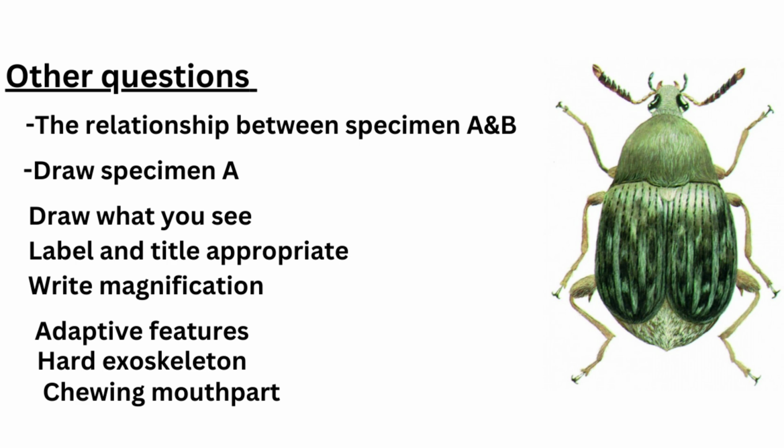Label and title appropriately. Don't forget to write your magnification. That's very important. So you put your labels, your title, and your magnification just by the right side, below your diagram. These three things are more important than your diagram. Please don't forget that. Now, other questions that can come out is adaptive features. They have hard exoskeleton, and they have chewing mouth parts. So these are features that can help them adapt to parasitic lifestyle as well.